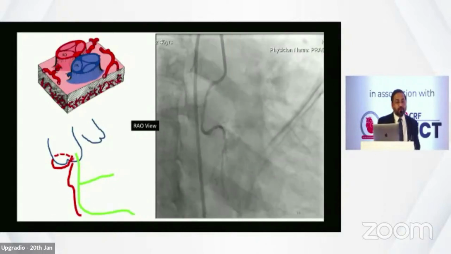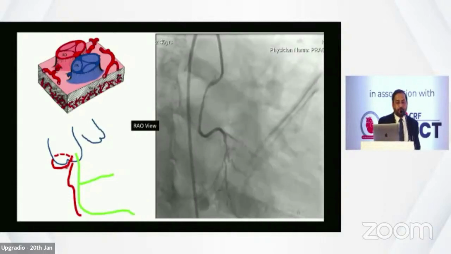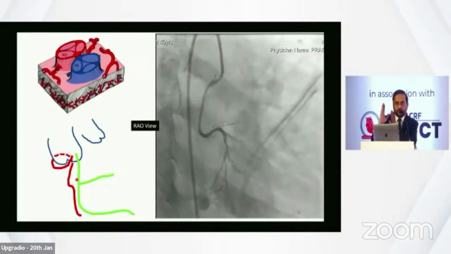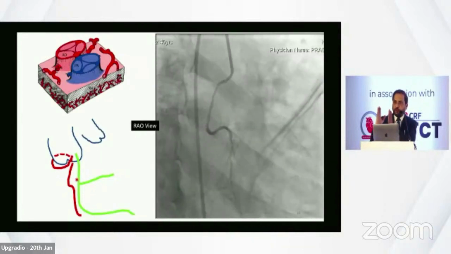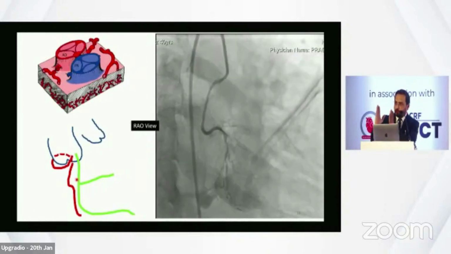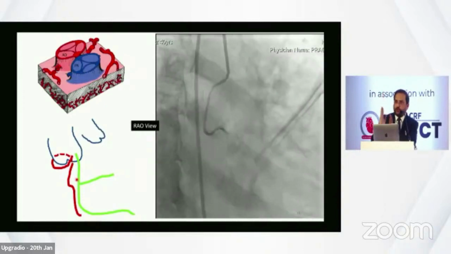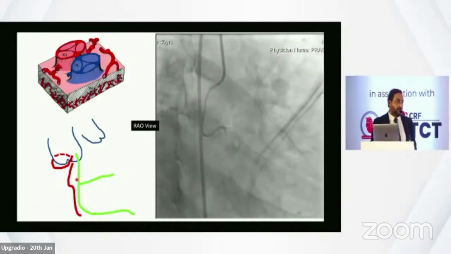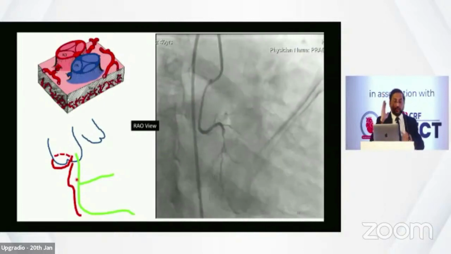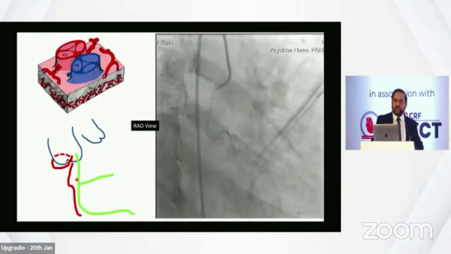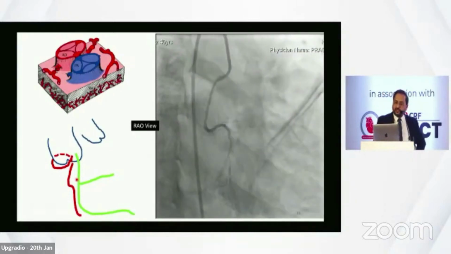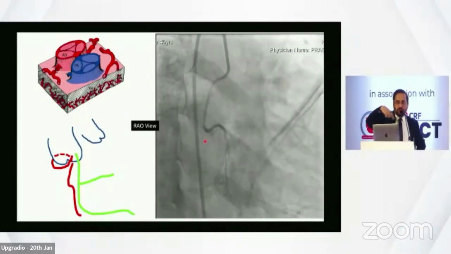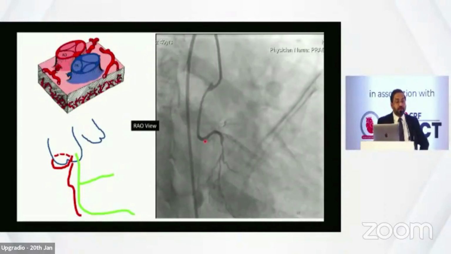What the circumflex will appear like, it will take a sharp bend posteriorly and come back to the same plane, because in RAO view, you realize that the AV grooves, both left and right, are superimposed on each other. So whatever course the RCA was supposed to be taking, you will see the circumflex taking the same thing. I hope you understand that. So in RAO view, the left and the right AV grooves are superimposed. So this portion looks like an RV branch, and this is the turn that the retroaortic anomalous left circumflex has taken.